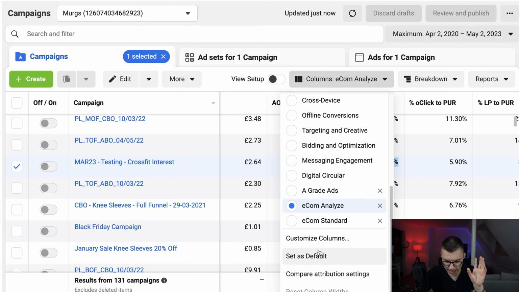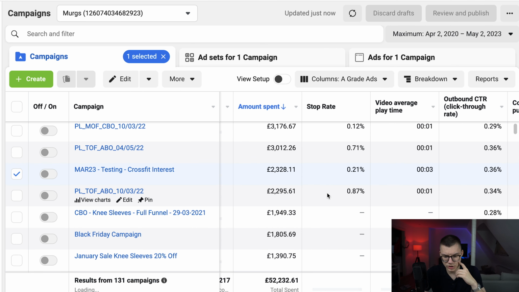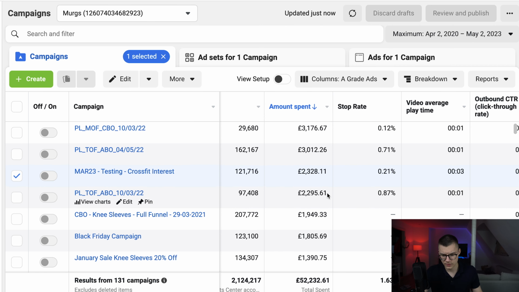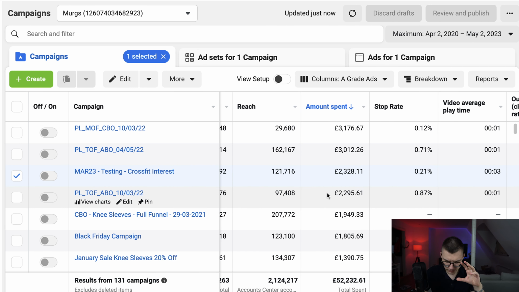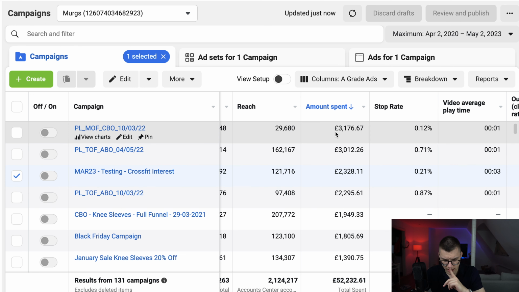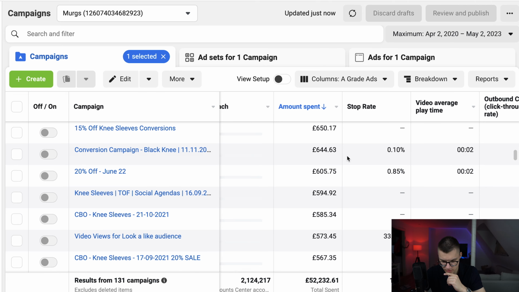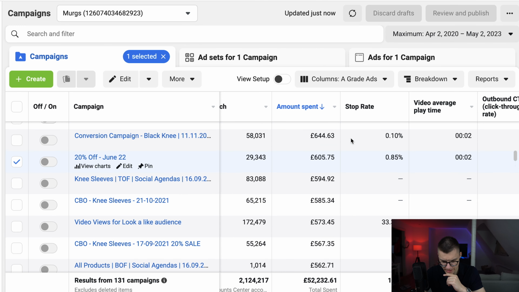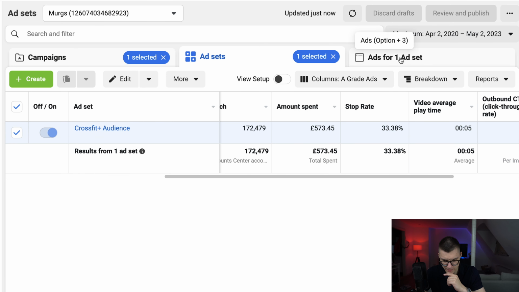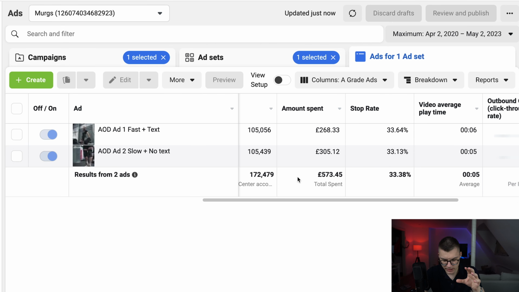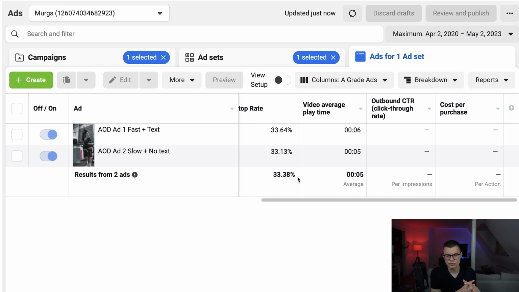Then at last we have the A grade ads kind of column, which goes over the performance of the ads, right? So this one is particular for videos. So I would say let's dive deep into something where we have a video going on, or lots of videos going on. So it would be this campaign right here. And I like to look at this on an ad basis, right? So with the stop rate, how good is the ad at capturing the attention of a potential customer, right?